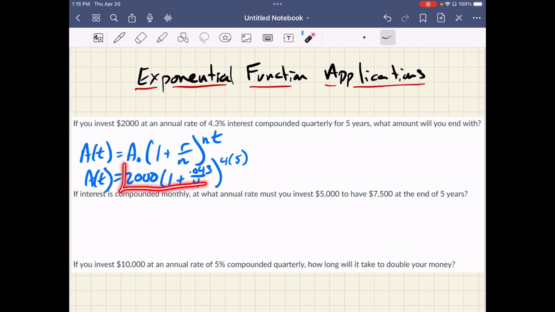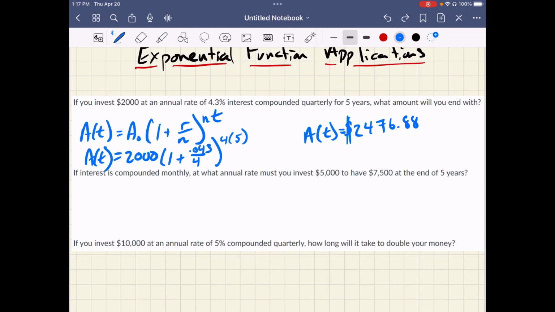Now we need to notice that everything here on the right side is now a value. I have no unknowns over there, so I can simply type that into a calculator and come up with a number that will give me the amount I have after 5 years while compounding it quarterly at a rate of 4.3% interest. And if I type that in my calculator, I know A of t, or my y value, or my ending amount, will come out to roughly $2,476.88.